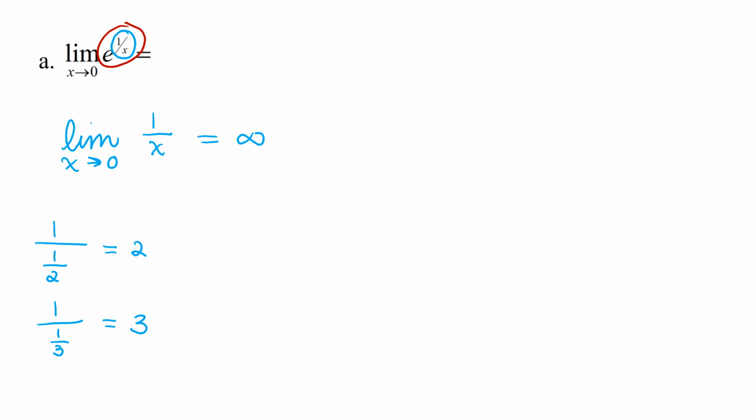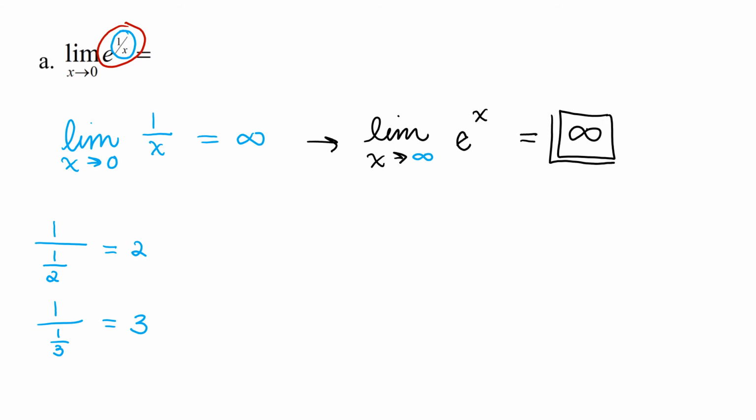And now we can find the limit as x approaches what the inner function was approaching. So the limit as x approaches infinity of our outer function, which is e to the x. And the limit as x approaches infinity of e to the x is infinity. So the limit as x approaches 0 of e to the 1 over x is infinity.